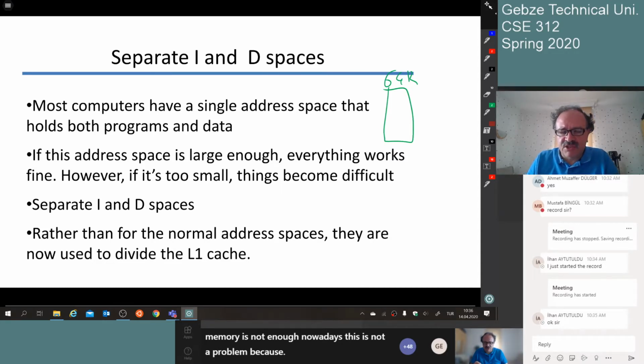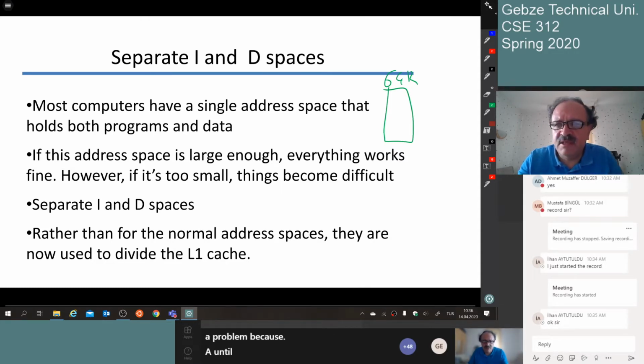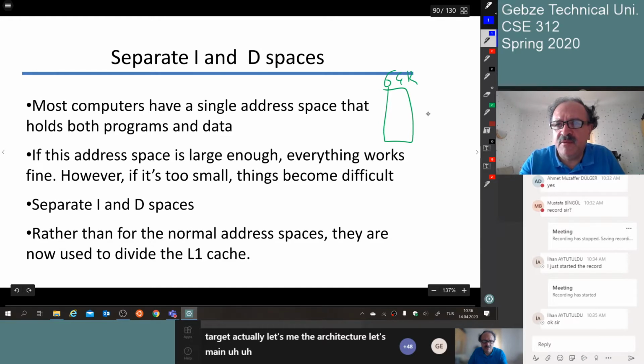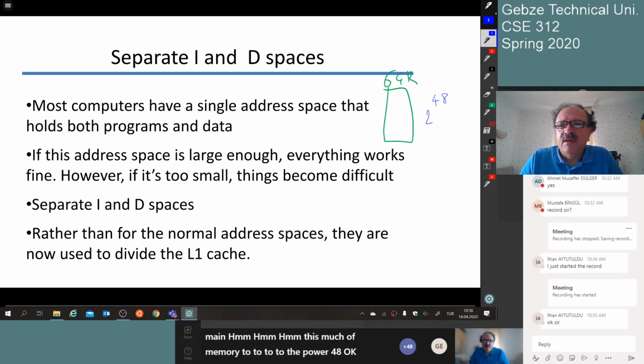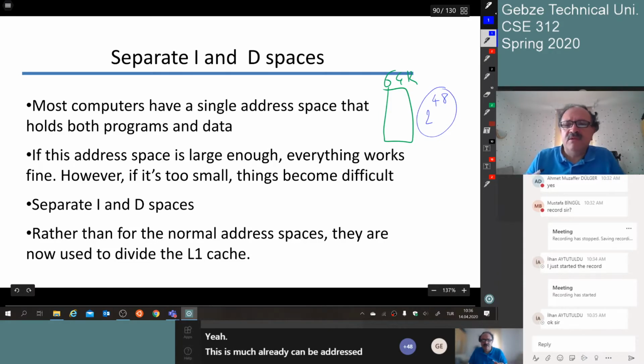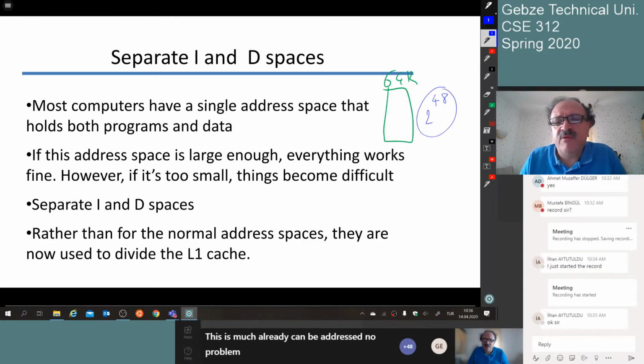Intel architecture, 64-bit stuff. The architecture lets me address this much of memory, 2 to the power 48. Okay. This much memory can be addressed, no problem. So I wouldn't have this problem of having too small a linear space of virtual memory.